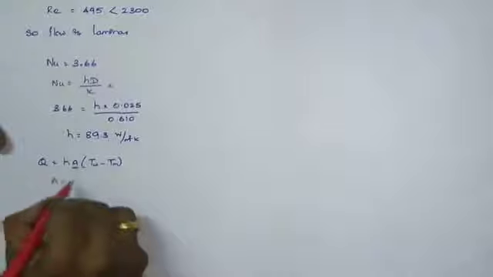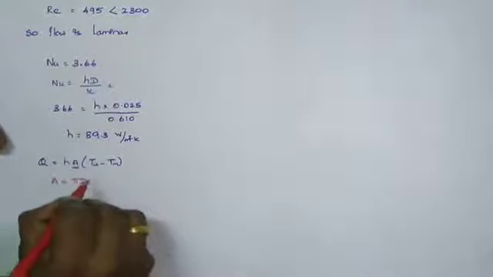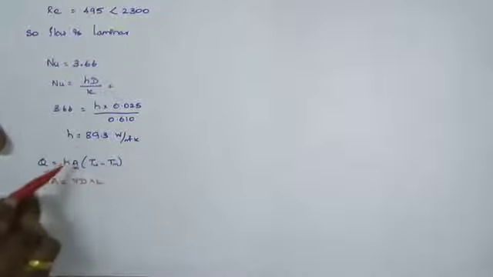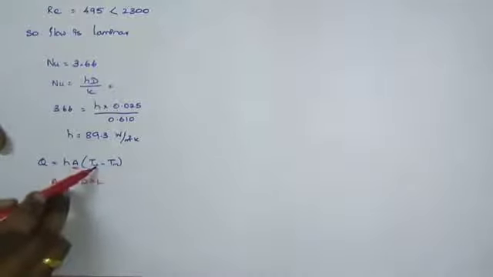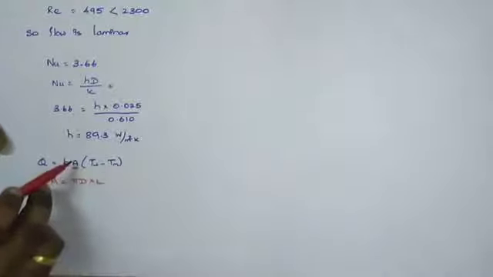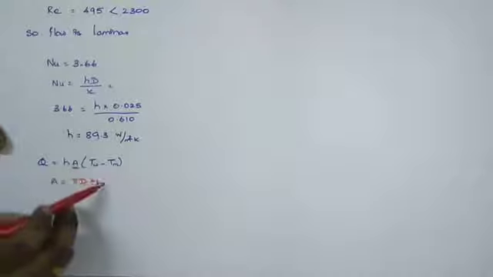Surface area is nothing but perimeter into length, so pi d into L. Here you know the value of h from before, and Tw is given in the problem. The mean temperature is 30 degrees Celsius, which you already found. If you find the area value, then from the area you can find the length. Another thing is you have to know the value of Q.